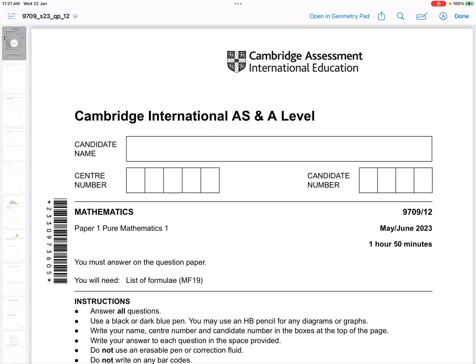Assalamualaikum. Today we are going to solve May-June 2023 P1 variant 2. The code is 9709.